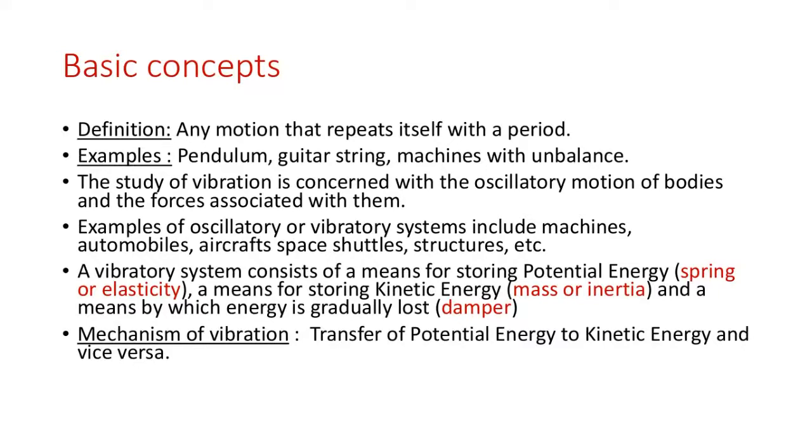Let me see, I guess I cannot draw it here, not on this PDF. Anyway, a pendulum, for example, which goes back and forth, is a vibrating device. The guitar string, or any kind of string that vibrates and produces sound, is a vibrating device. A machine with an unbalance, for example, a washing machine, is again a vibrating system, which is sort of harmful. We try to minimize those kinds of vibrations if possible.